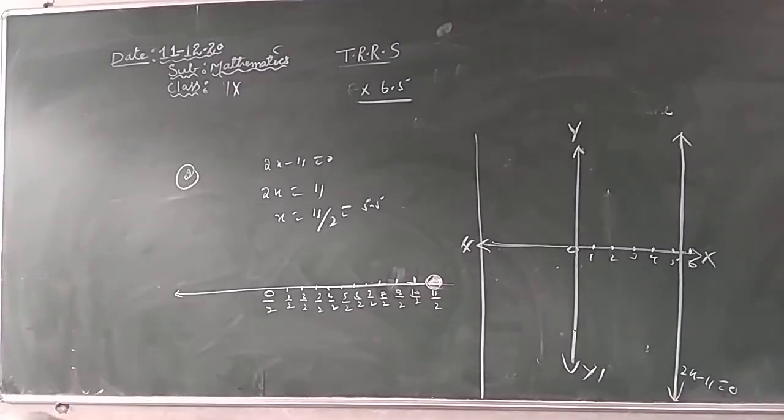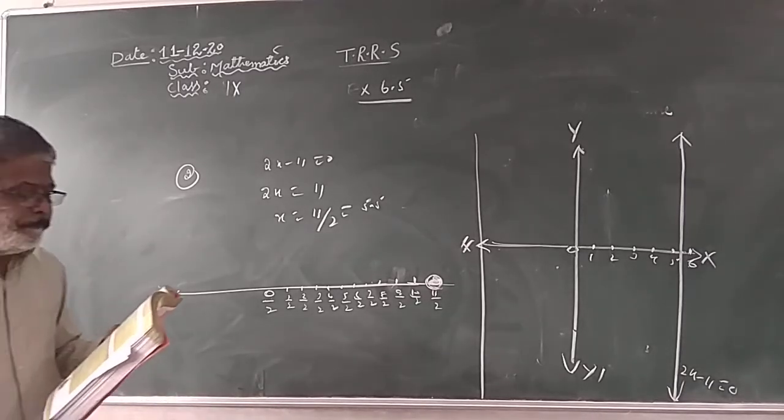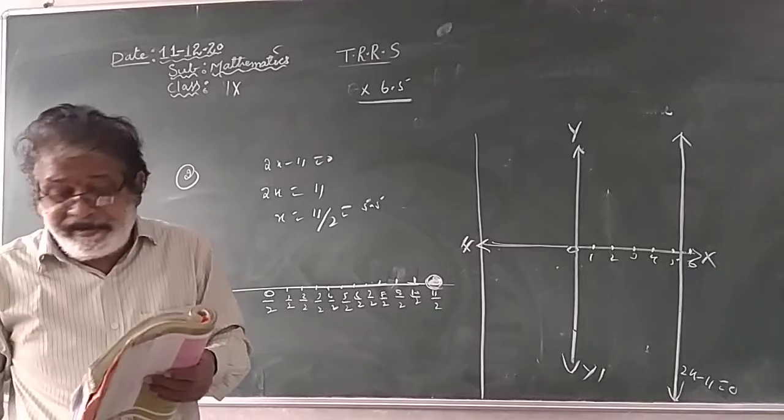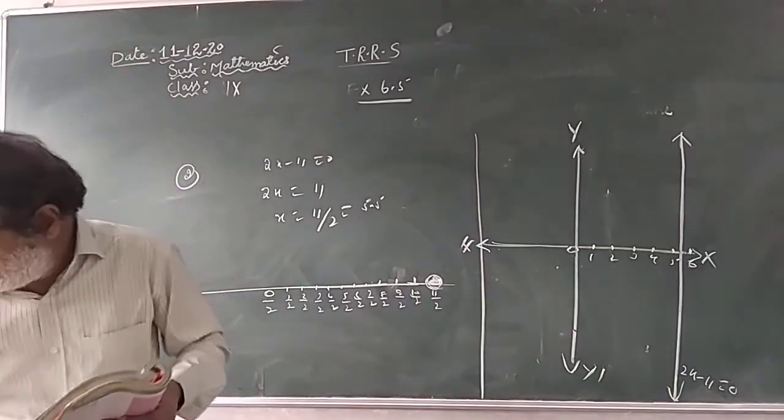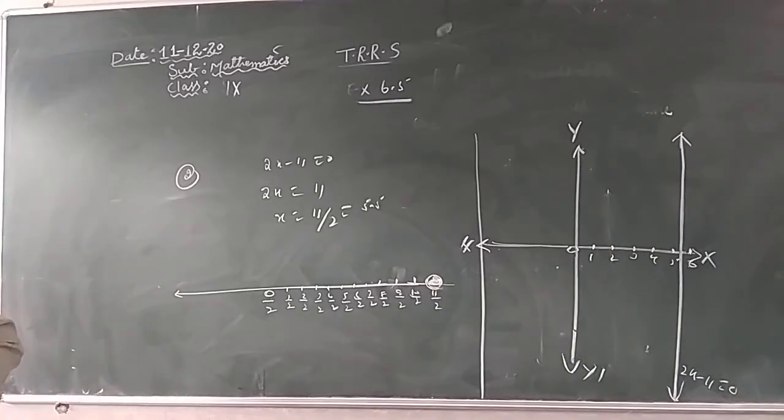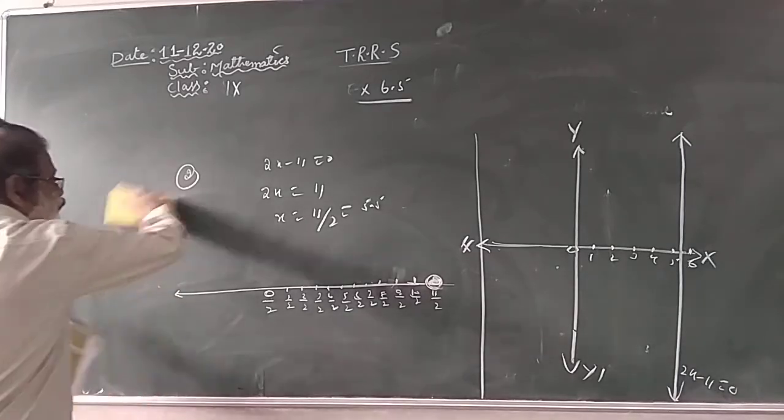Children, now I go for the third problem. Solve the equation 3x plus 2 equal to 8x minus 8 and represent the solution on the number line and Cartesian plane. Third problem.